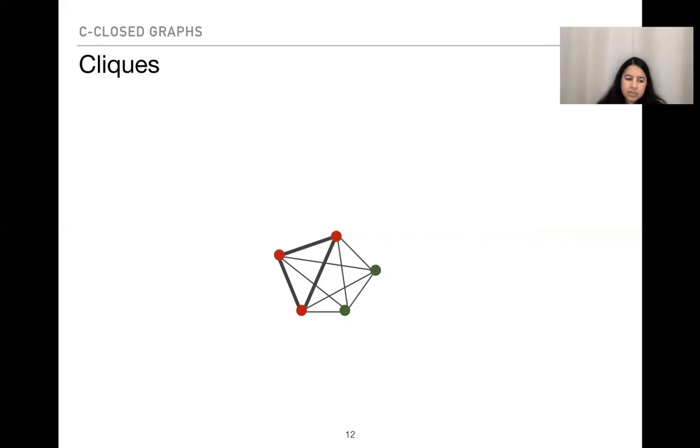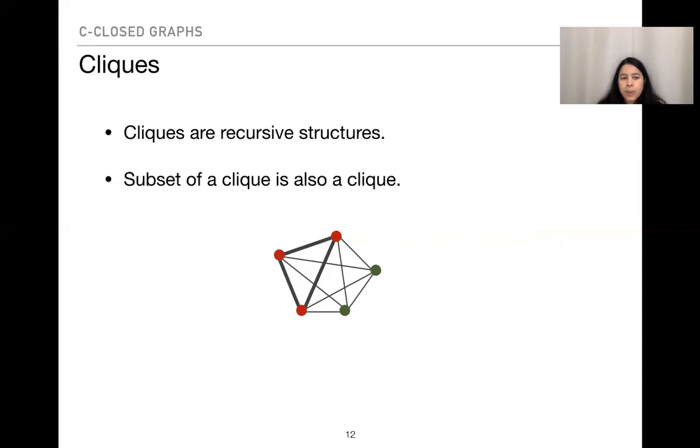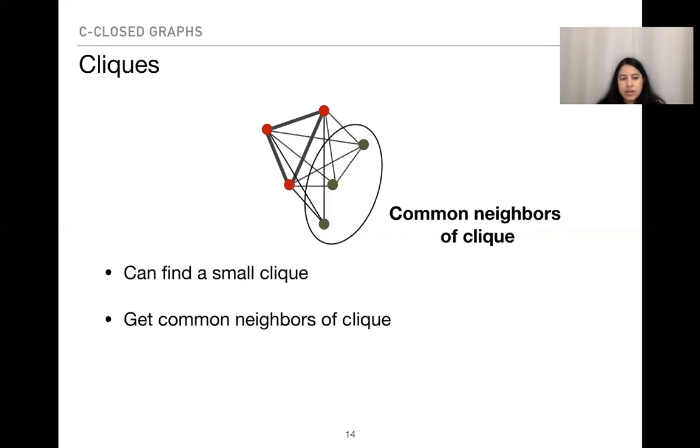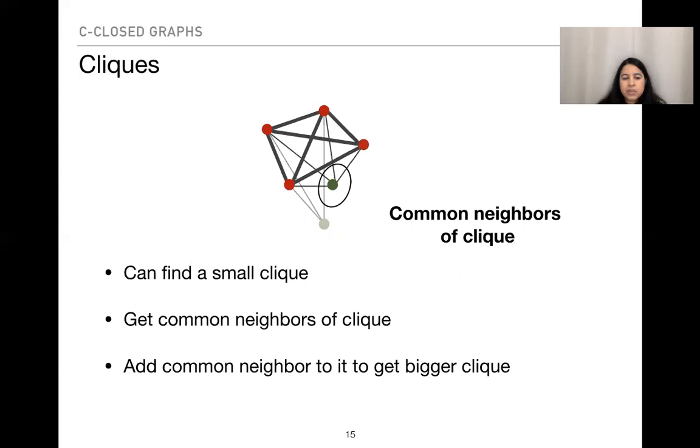Okay, so before I show that algorithm, it would be useful to get some intuition for how cliques behave. So cliques are recursive structures. What that means is that a subset of a clique is also a clique. So that suggests that if you want to count all cliques in the graph, one could take a small clique, look at its common neighbors. From the set of common neighbors, we pick a vertex, add it to the clique to get a bigger clique, look at the new set of common neighbors, and so on. And if we do this process exhaustively, we will have discovered every clique in the graph. And once we discover every clique, to check for maximality, we can basically check if there's any other vertex we can add to that clique to get a bigger clique. So checking for maximality is not difficult.